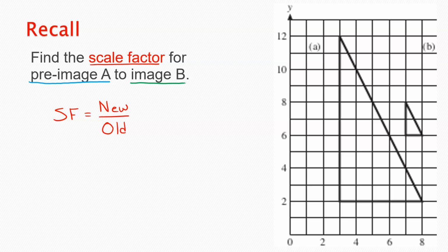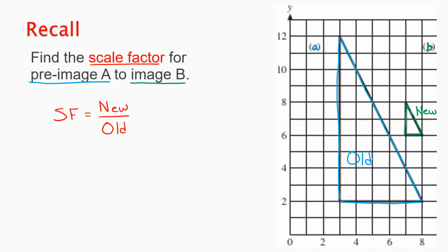All right, so if I go over here and take a look, I have two triangles. I know it's kind of hard to see, but this is B over here. So this little triangle, that is the image. That is the new one. I'll go over here and highlight A right here, this much bigger triangle. That is our old one.